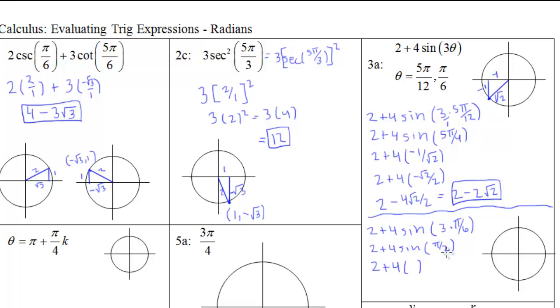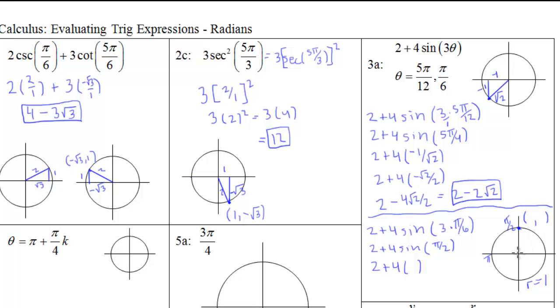So pi over 2 is half of the way to pi. So if this is pi, then pi over 2 is up here at the top. Now there's no triangle to draw when the point falls right on the axes. So you just have to decide on a radius for your circle. Remember the radius of the circle doesn't matter. So I'm just going to choose 1.